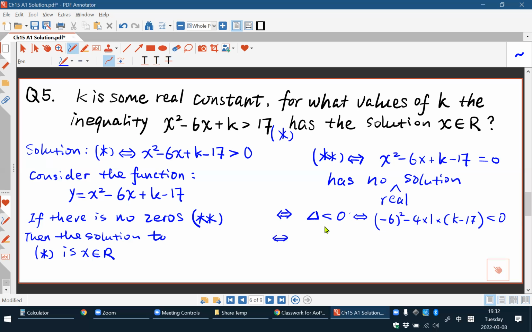Let's calculate our delta. Delta is b squared minus 4ac. a is the leading coefficient, which is 1, times the constant k minus 17, right? So this needs to be less than 0. This is equivalent to 36 minus 4k, then plus, right? Negative 4 times negative 17 is plus. 4 times 17 is 68, right? This needs to be less than 0. So let's move 4k to the right side. That means 4k needs to be greater than 36 plus 68, which is 104, right?